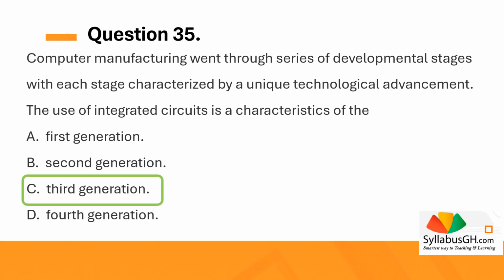Third generation. The third generation of computers is characterized by the use of integrated circuits, ICs. This advancement significantly increased processing power and efficiency while reducing the size of computers. First generation used vacuum tubes. Second generation used transistors. Fourth generation introduced microprocessors.